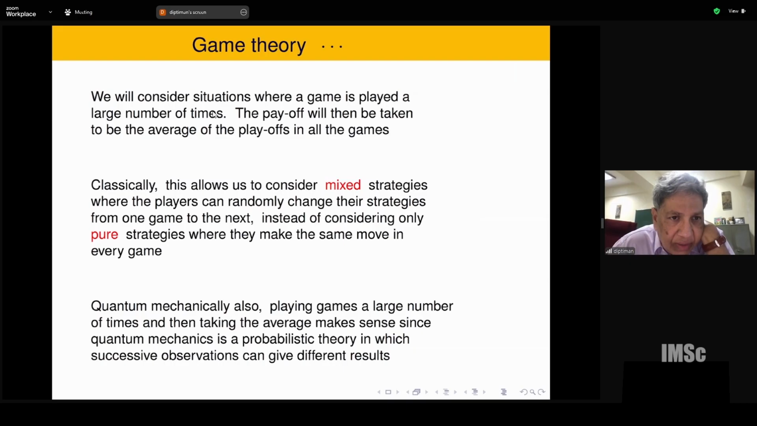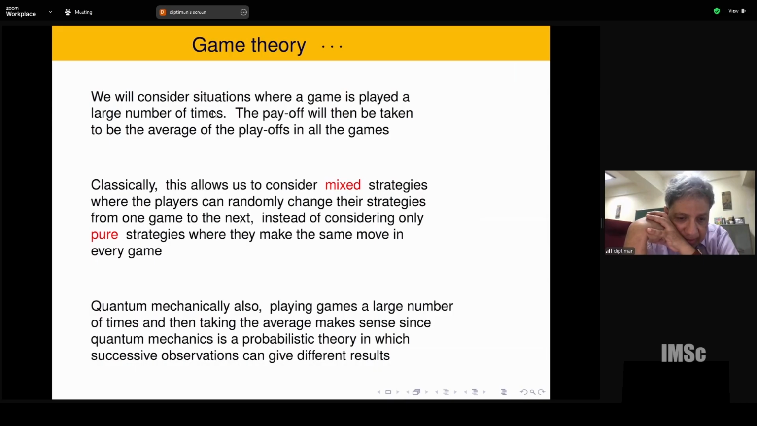The other thing about playing a game a large number of times is that this allows you to consider mixed strategies, where the players can randomly change the strategies from one game to the next, instead of only considering pure strategies where they make the same move in every game. So the simplest strategy would be to make exactly the same move in every game, but a mixed strategy is richer. You're allowed to change your strategy from one game to the next.